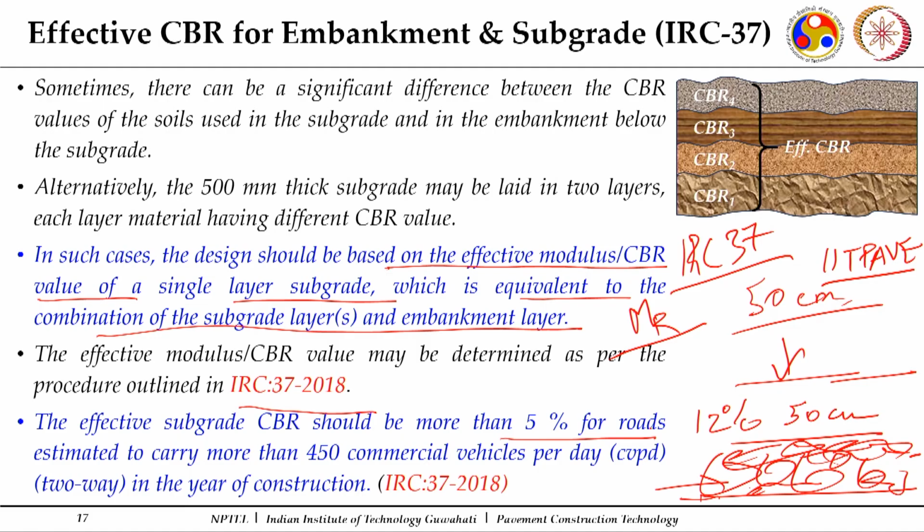Another aspect is that the effective subgrade CBR should be more than 5% for roads carrying 450 commercial vehicles per day. So, you should not construct roads having subgrade soil CBR less than 5% if the commercial traffic coming is the one which has laden weights more than 3 tons.